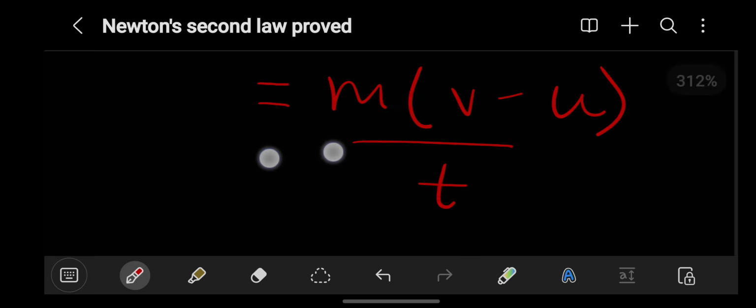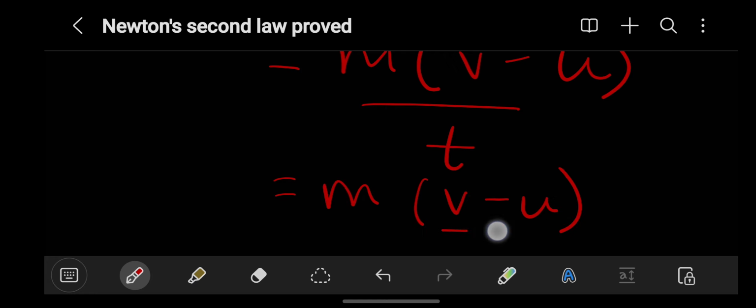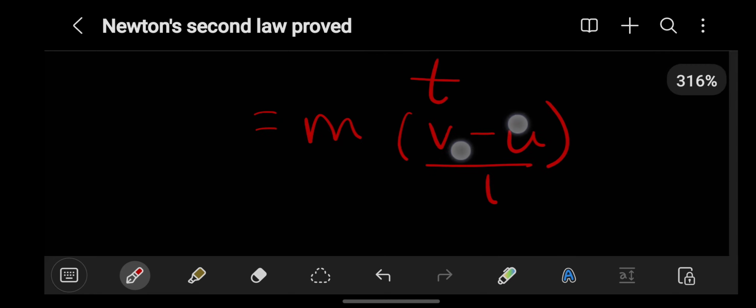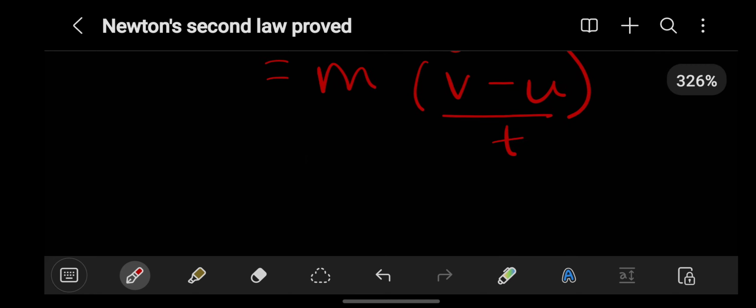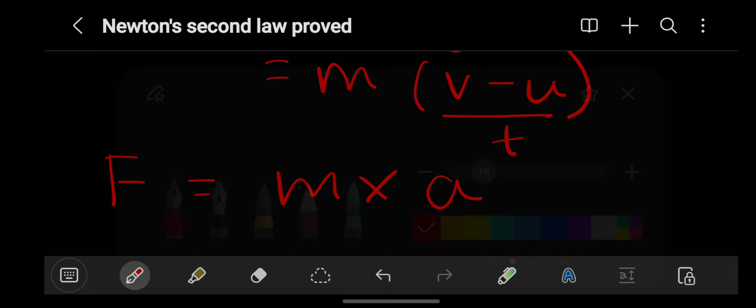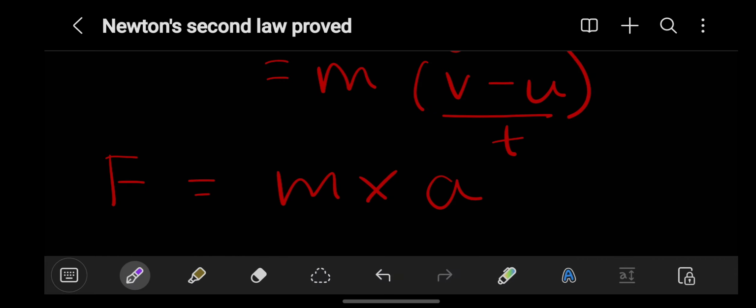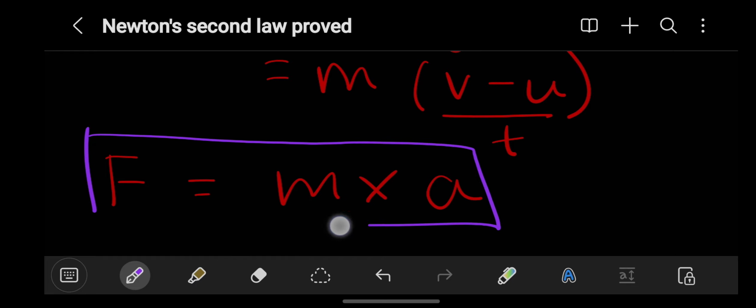Does this sound familiar? We can also write this as m times (v minus u) by t, separately, because it's in multiplication. Well, what is (v minus u) by t? It's acceleration. So finally we have successfully proved that force is nothing but mass times acceleration, and this time we did it with Newton's second law of motion.